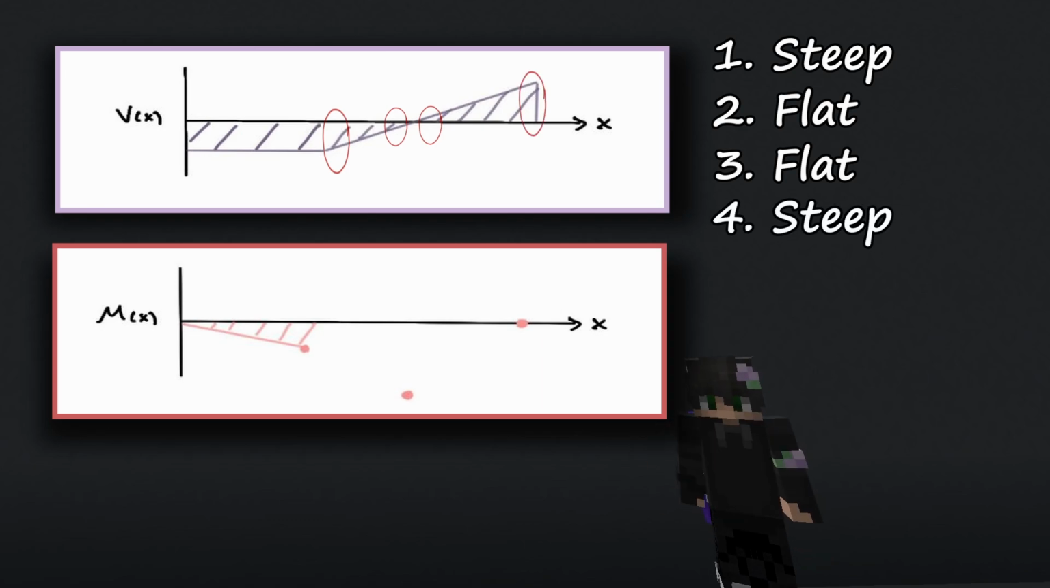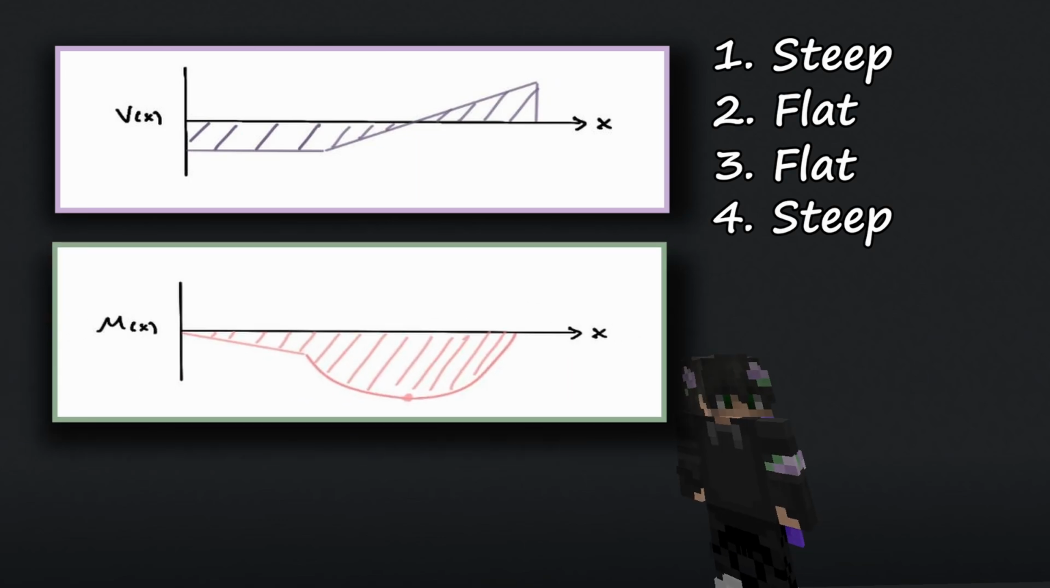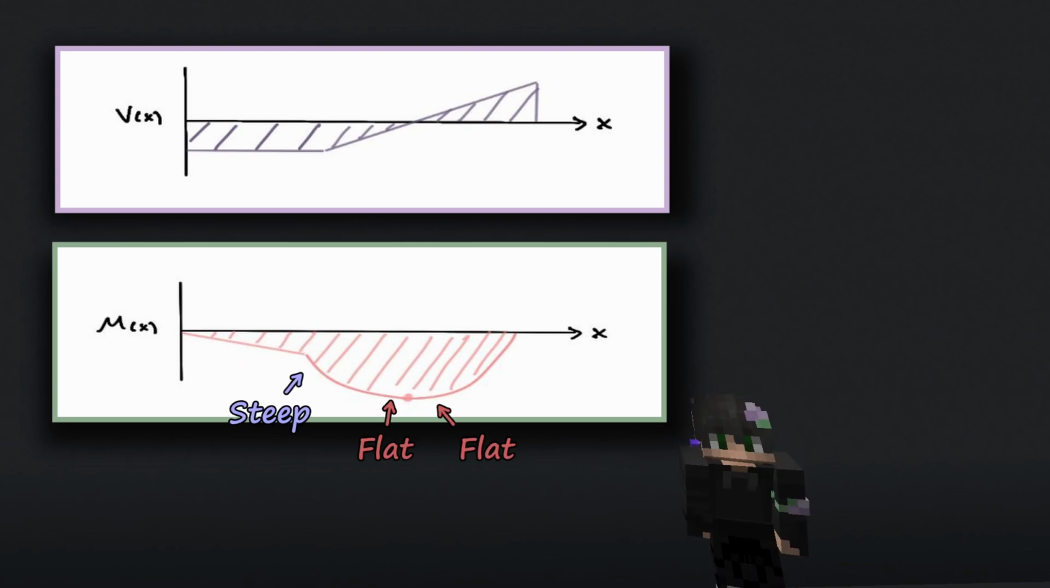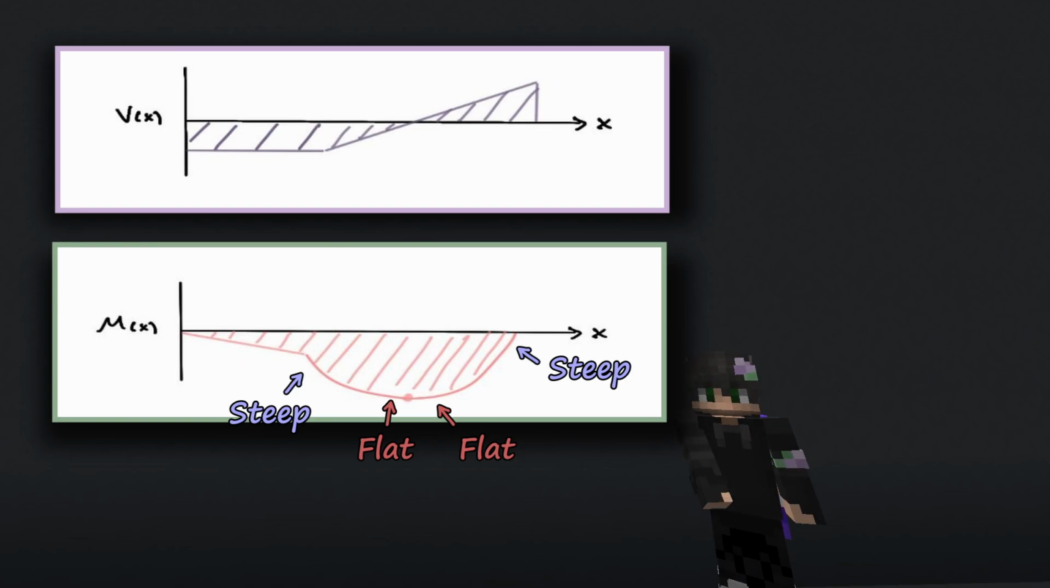So this means we would expect our moment diagram to be steep, then flat, then stay flat, and then finally go steep again. And we can confirm this is what we see in our moment diagram. We can see it's steep, it flattens out, it stays flat, and then it goes back to being steep at the end.